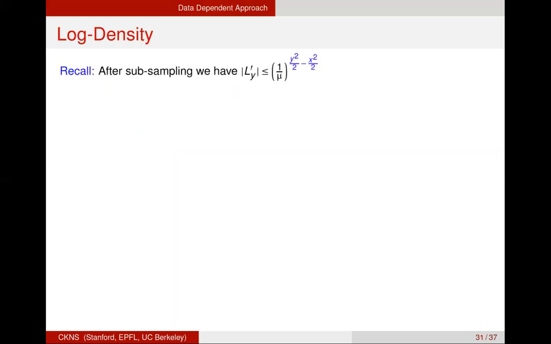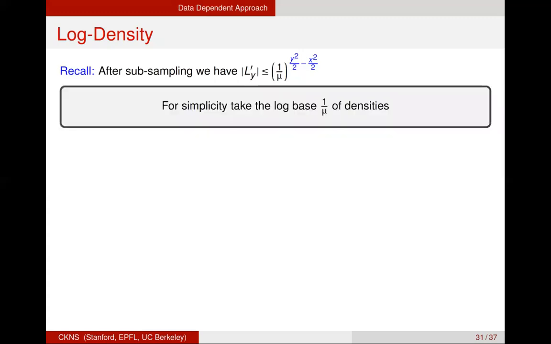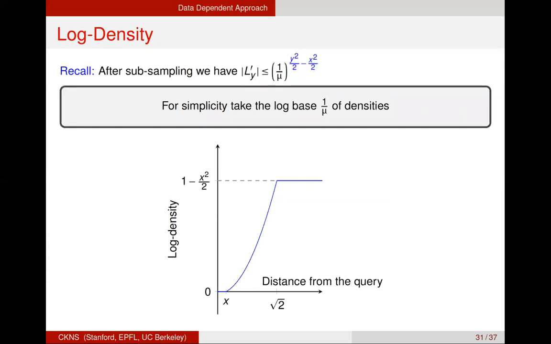Also, note that when we were doing this subsampling, we were looking at distances y, and we know that the number of points at distance y is upper bounded by 1 over mu raised to the power y squared over 2 minus x squared over 2. Actually, most of the information is in the exponent, so it's easier to work with the exponents. So we take log base 1 over mu of these densities, and we call them log densities. If I want to draw the upper bound for log densities, this figure shows log densities in terms of distance from the query.